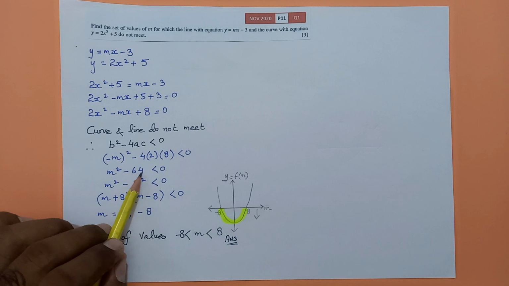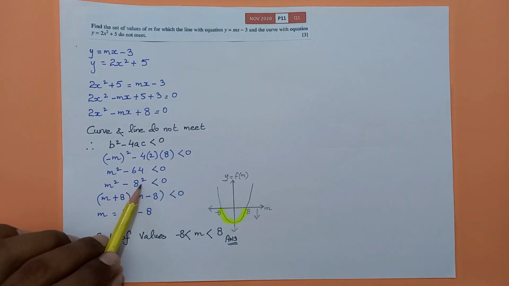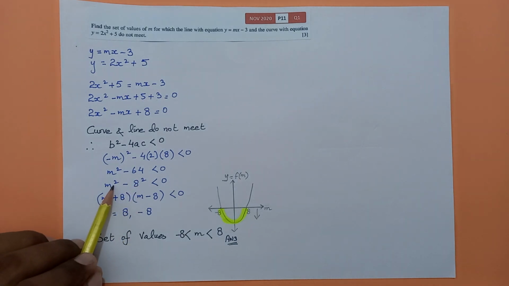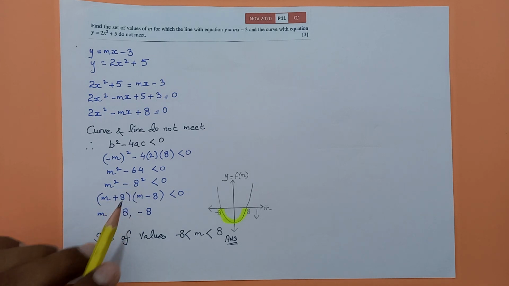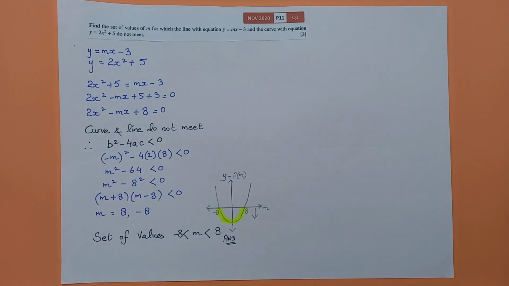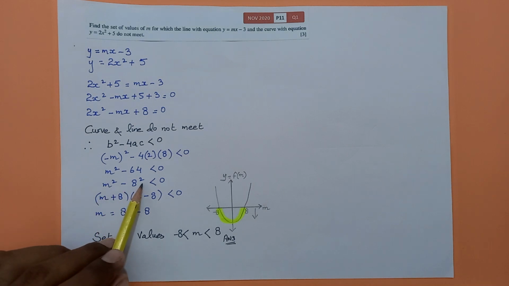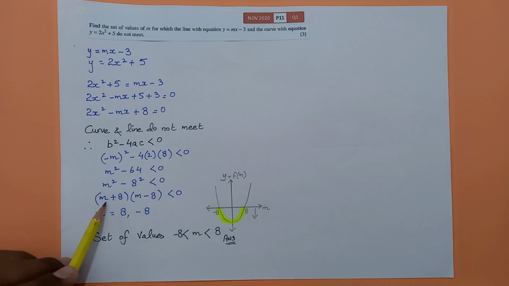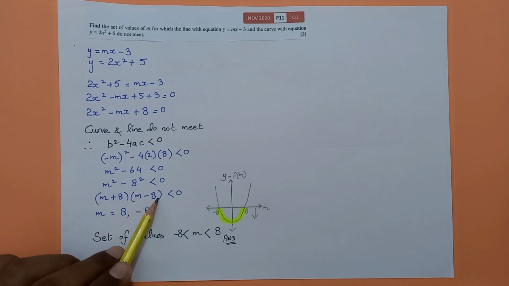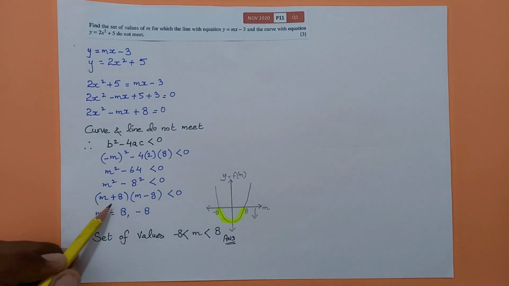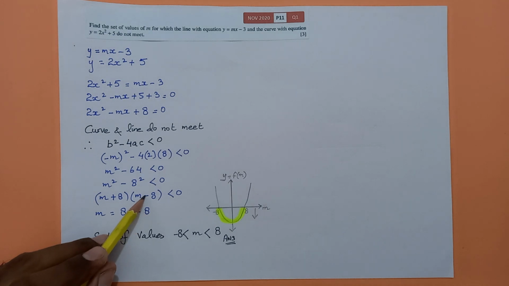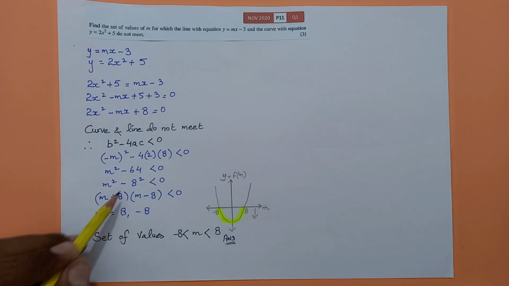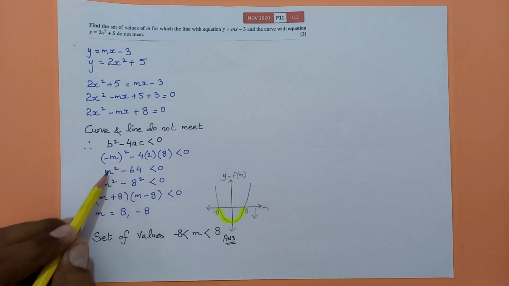We can simply write this 64 as 8 square, and we can see that m square minus 8 square is basically the formula a square minus b square, which is equal to a plus b times a minus b, resulting in m plus 8 and m minus 8. From here we can get two values of m: negative 8, and from here a positive 8, because the quadratic equation is in the form of m.